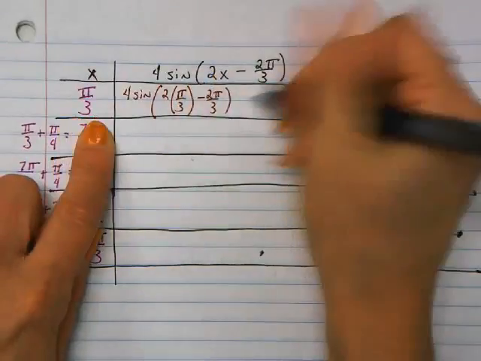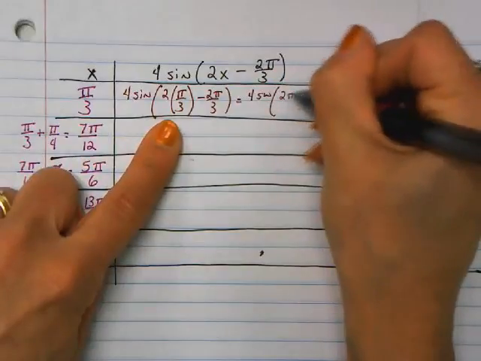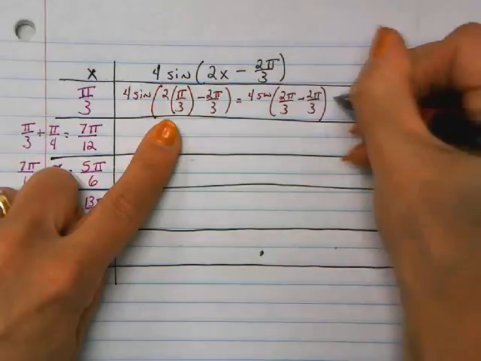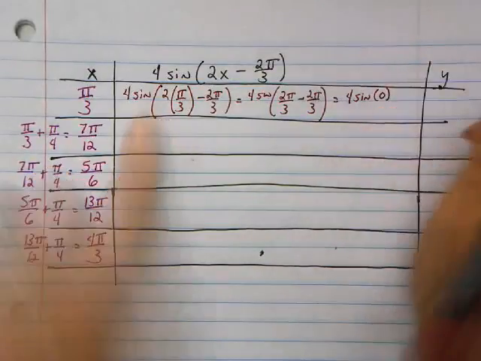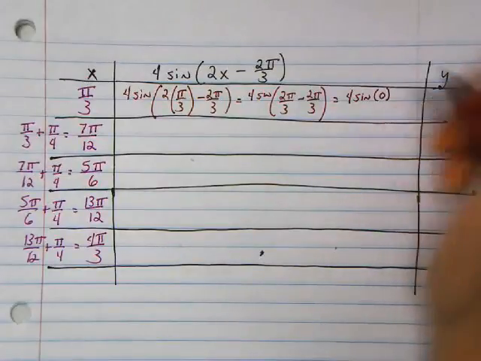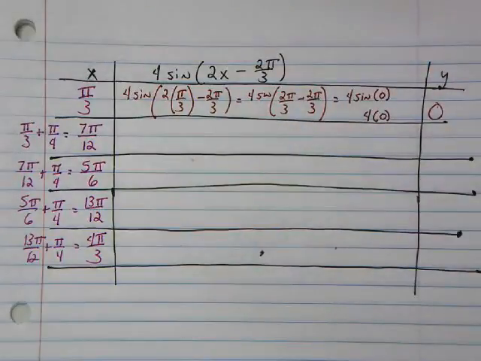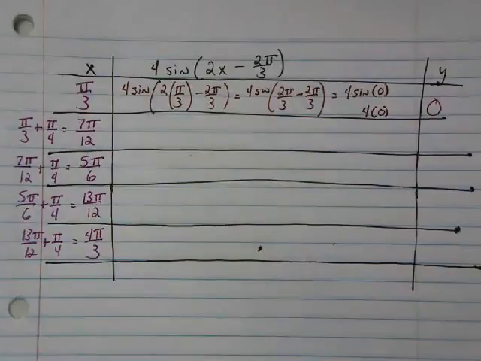Now I'm going to clean this up. So 4 sine, do you agree that this is 2 pi over 3 minus 2 pi over 3? So I get 4 times the sine of 0. Well, what is the sine of 0? On your handy-dandy sheet, we know that the sine of 0 is 0. So 4 times 0 is 0. Phew! That was a ton of work for one line. And we're supposed to do it 5 times? Holy cow! This is craziness.